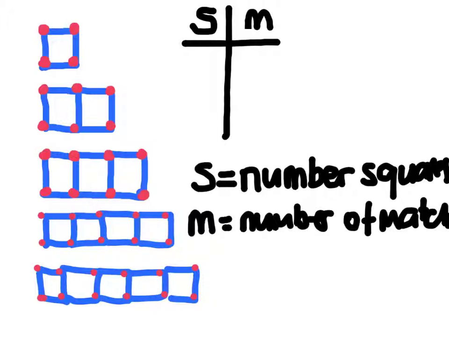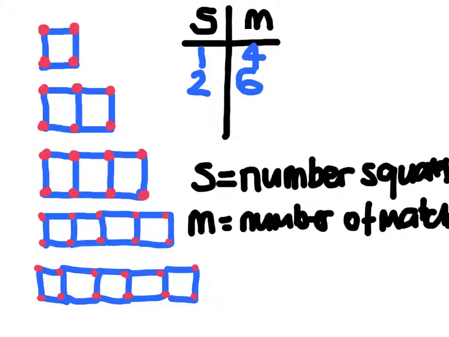Okay, so first of all, when I have got 1 square, how many matches have I got? So I can just count the heads, can't I? So I've got 1, 2, 3, 4 match heads. Then I go to my second one here. How many match heads have I got? I've got 1, 2, 3, 4, 5, 6, for my 2 squares.